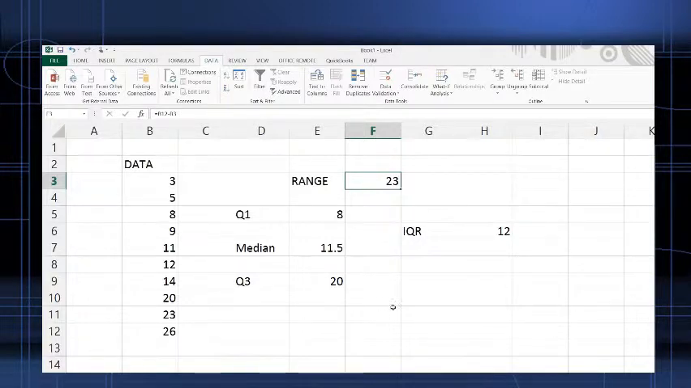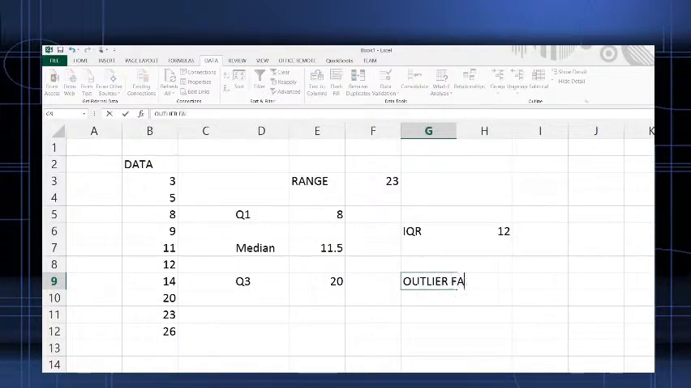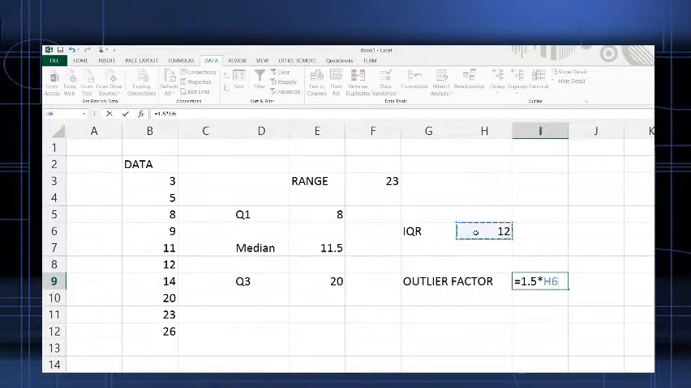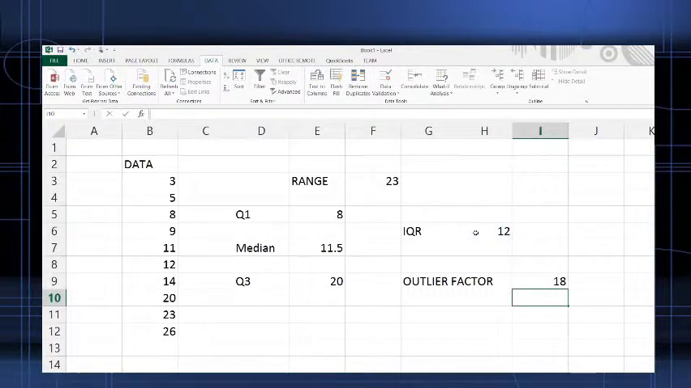So the last thing is the outlier. You have to find your outlier factor. Your outlier factor is equal to 1.5 times whatever your interquartile range is. In our case, that's 12, which equals 18. Now that is the magic number that you have to factor into both your lower quartile and your upper quartile.